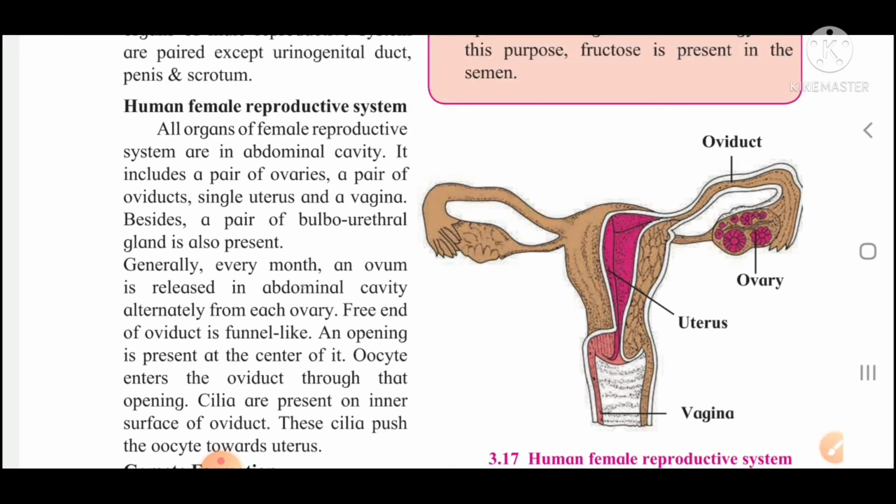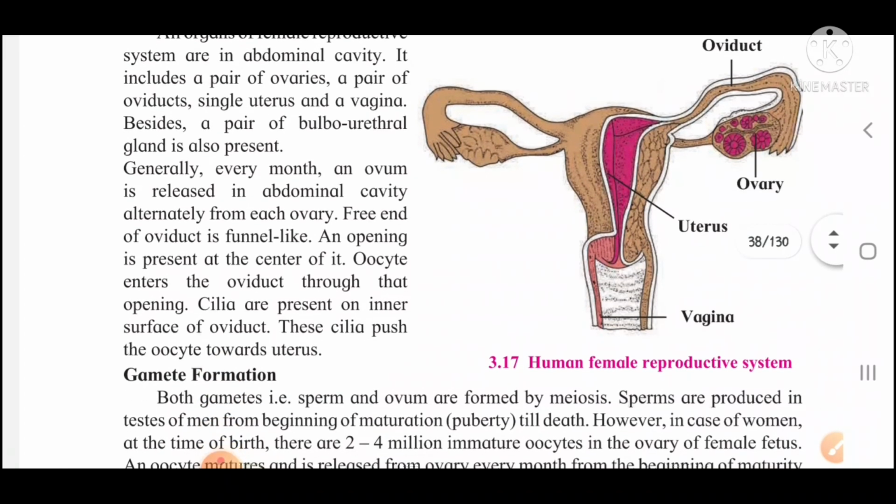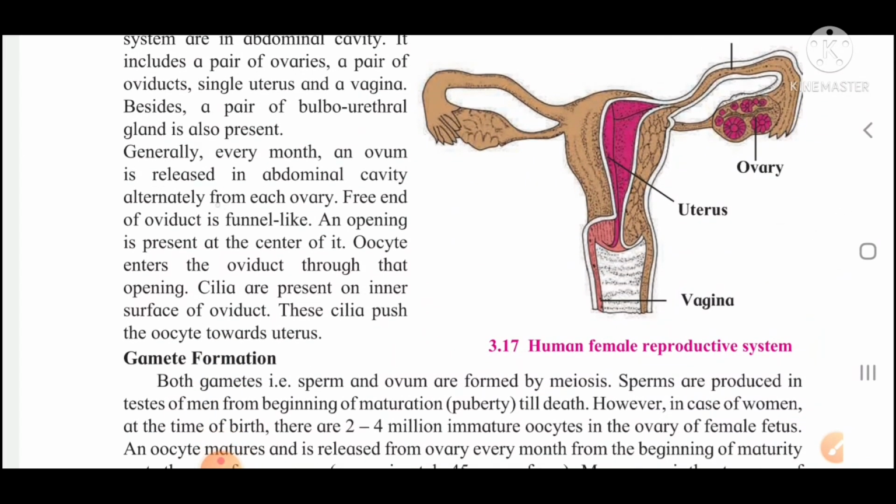Generally every month an ovum is released in the abdominal cavity, alternately from each ovary. The free end of the oviduct is funnel like, and an opening is present at the center of it. The oocyte enters the oviduct through that opening. Cilia are present at the inner surface of the oviduct.